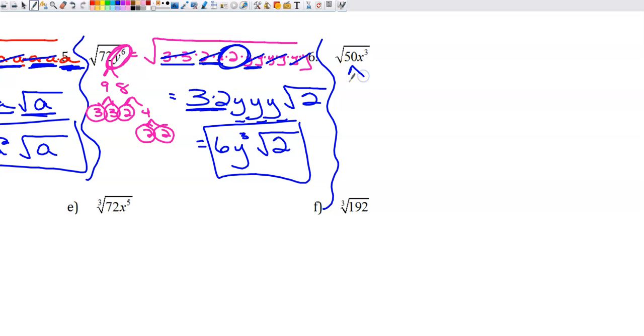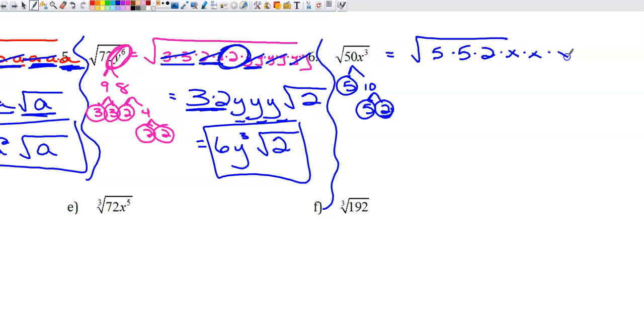I look at 50. I see 5 times 10. 5 cannot go any further, but 10 can. 5 and 2. That is as far as I can go. Those are my prime factors. Rewrite. 5 times 5 times 2 times x times x times x.